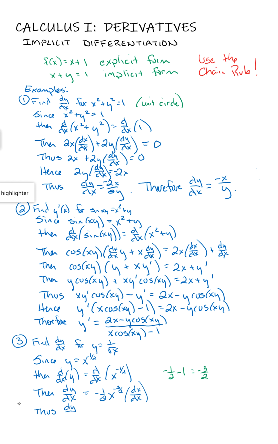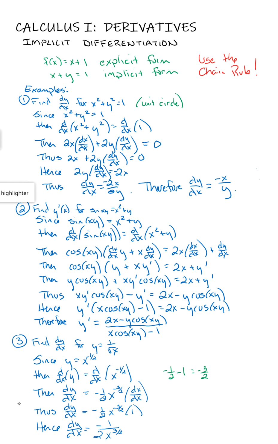So dy/dx is negative 1/2 x to the negative 3/2 power times 1, which we can clean up quite a bit. That's negative 1 over 2 times x to the 3/2. Notice 2 is in the denominator. That x with the negative exponent moves to the denominator, becomes a positive. And there we go. dy/dx.